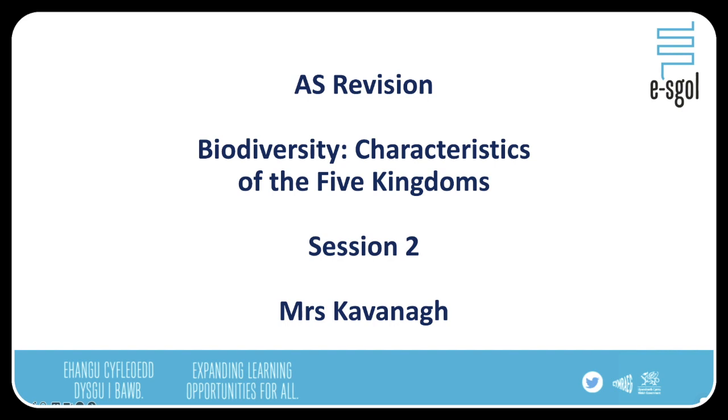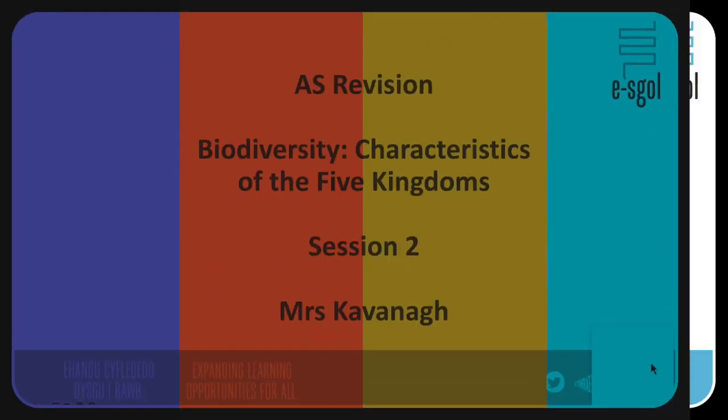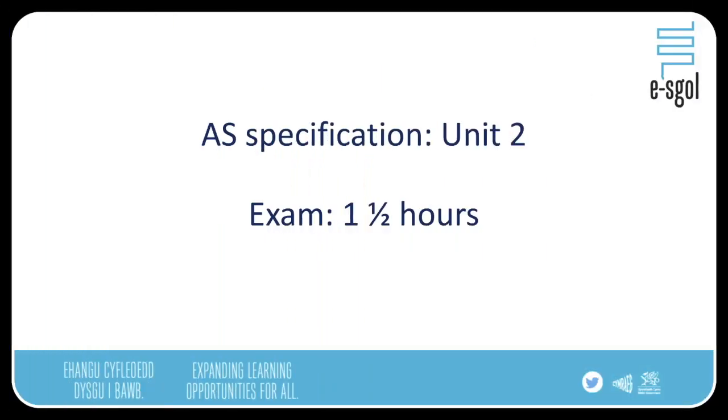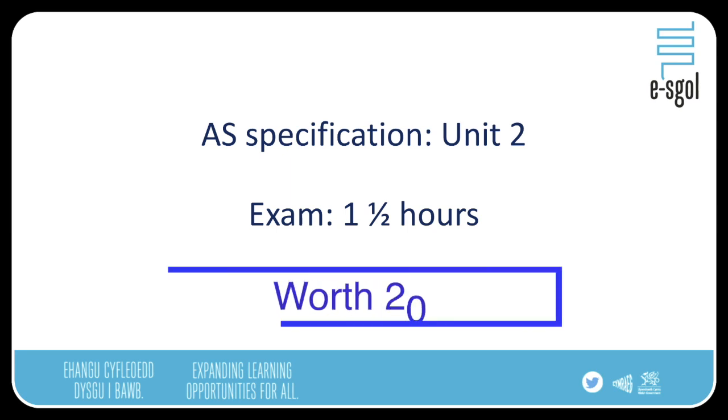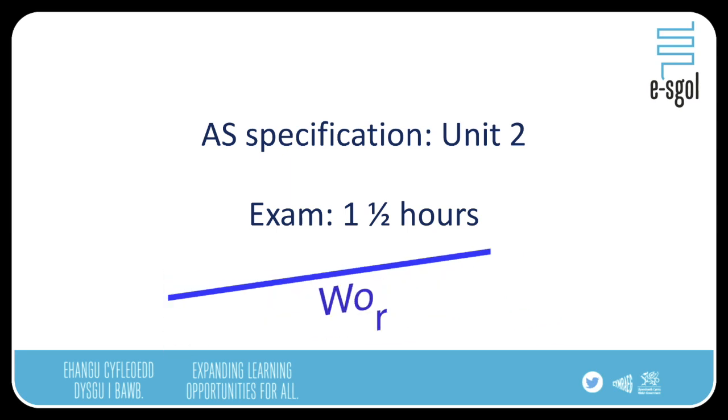Welcome to our second film on classification, for Welsh Board AS Revision. This is under AS Unit 2, Biodiversity and Physiology of Body Systems. Written examination, 1 hour 30 minutes. 20% of qualification.